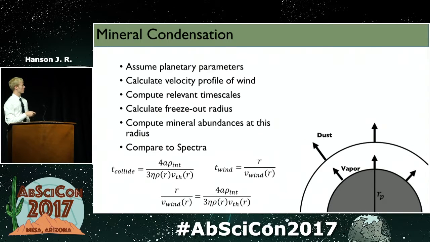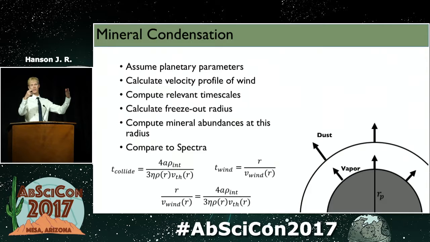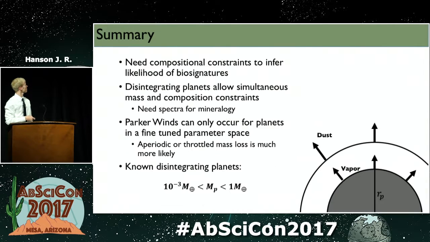If you set these 2 timescales equal, you can calculate what's called the freeze-out radius, which is defined as the point beyond which the wind is moving too fast for your particles to condense. And so that will be the final distance at which you're actively condensing minerals. And then what the plan is to iteratively condense from the surface out to this freeze-out radius and compute your mineral abundances, and then compare that to observed spectra. And in theory, you can go the other way, but obviously this isn't the portion that we've worked out in all the detail.